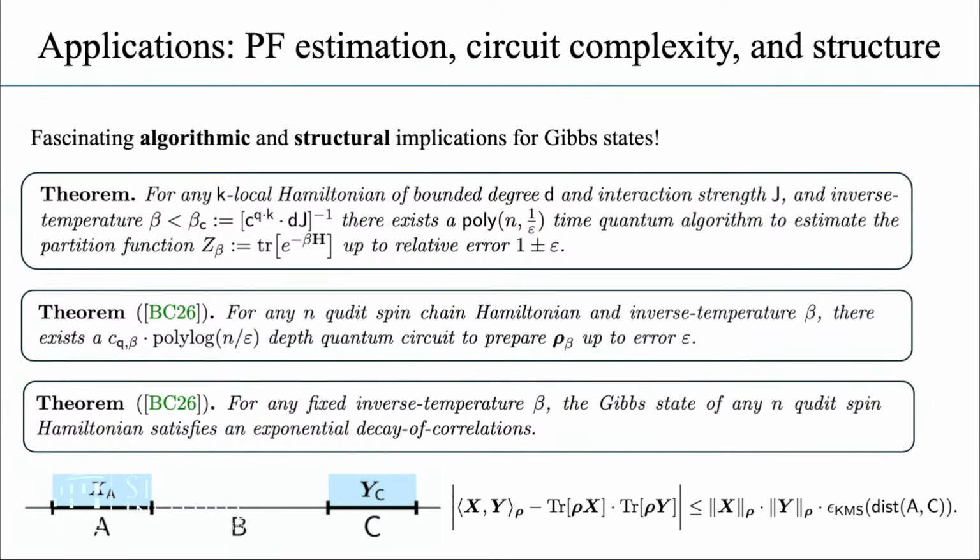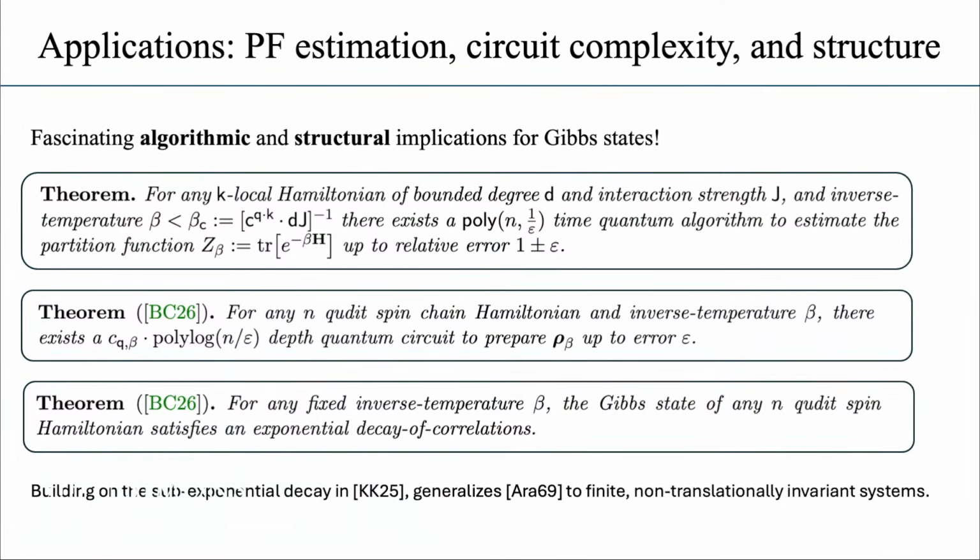And that correlation, or variance, decays exponentially with the distance. The reason this is pretty interesting is that it generalizes a famous statement from 1969 by Araki, which was for translationally invariant systems, to finite non-translationally invariant systems. And one of the key tools we use is to bootstrap a sub-exponential decay, proved recently last year, for 1D.